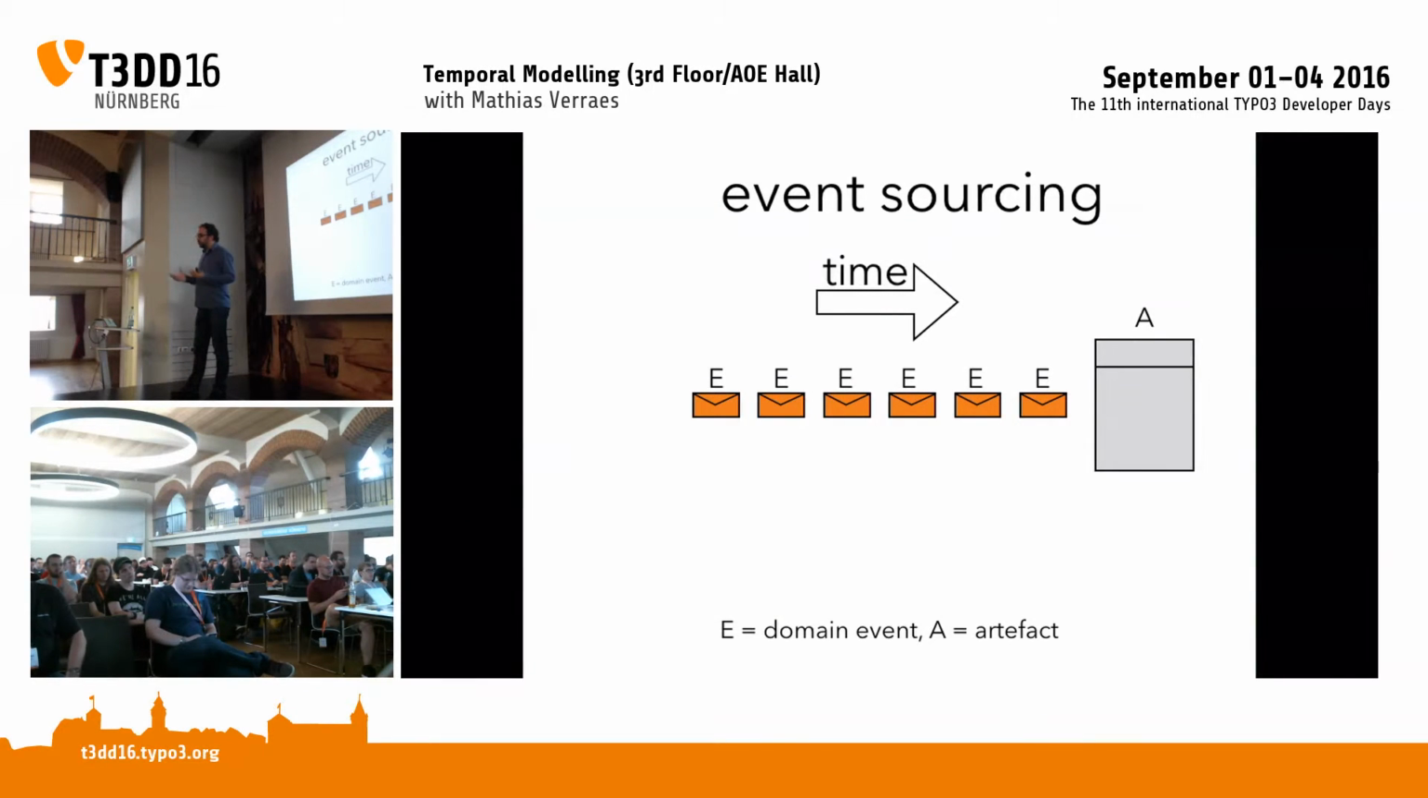And if we want to see the state of the system, if we want to see the artifact, then we can just project these events and build up this state, right? So we can just replay all these events, do some calculation, and we have the current state of the system.